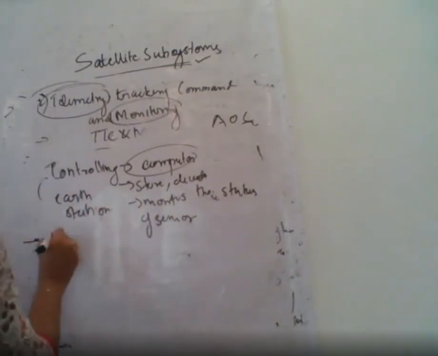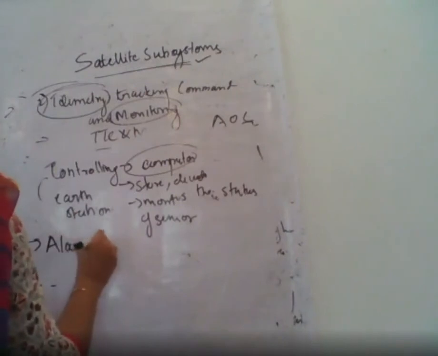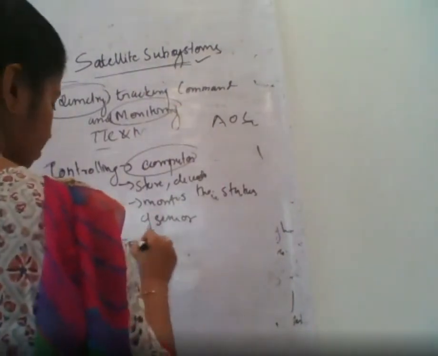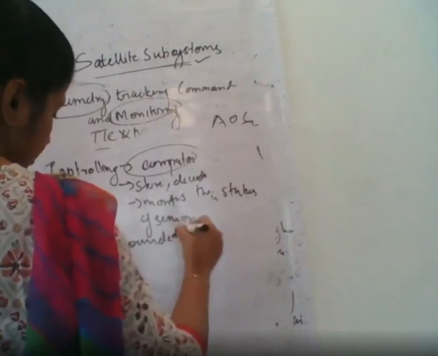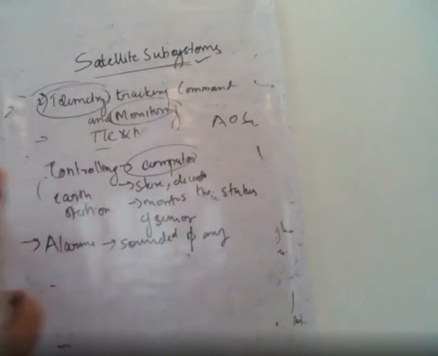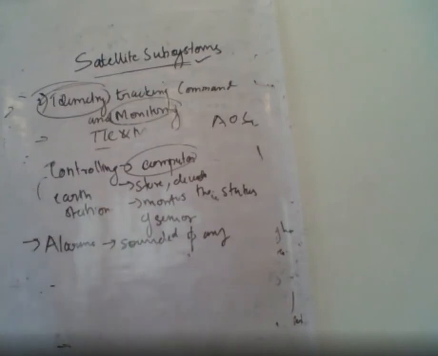And we have an alarm. The alarm gets sounded if any parameter goes outside the allowable limit, or if anything goes wrong. So this is about telemetry and monitoring.